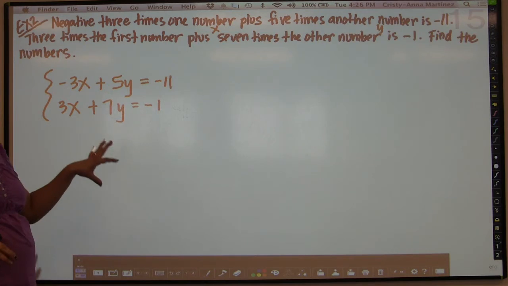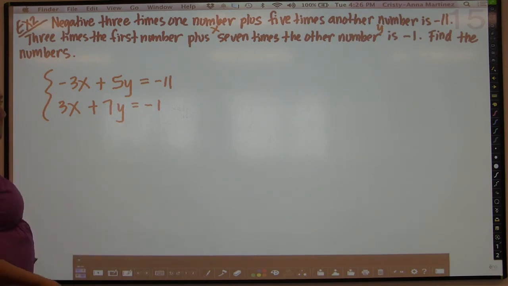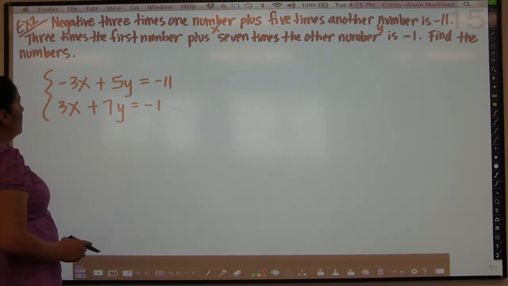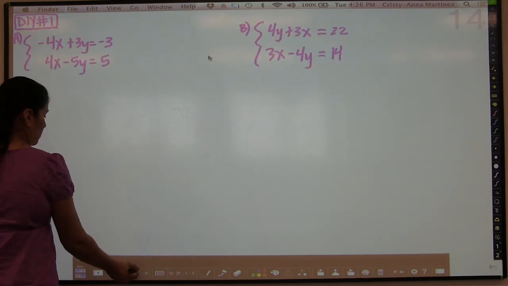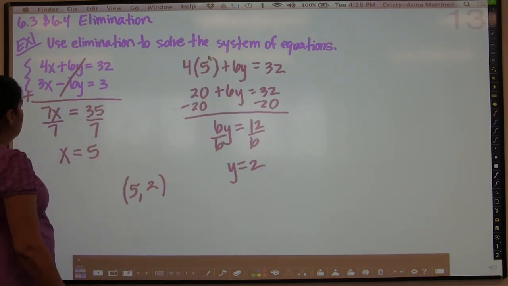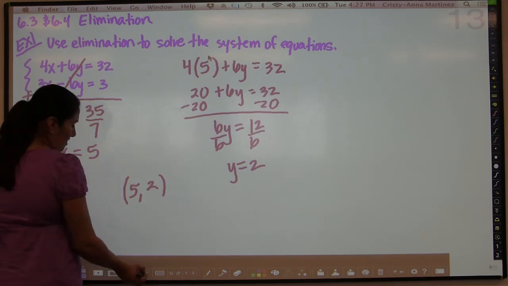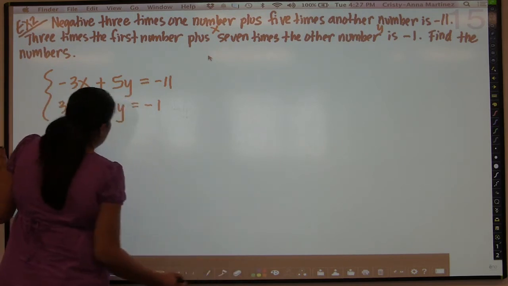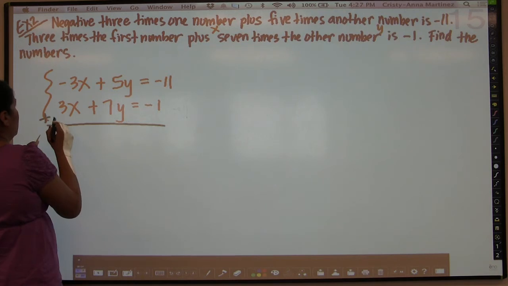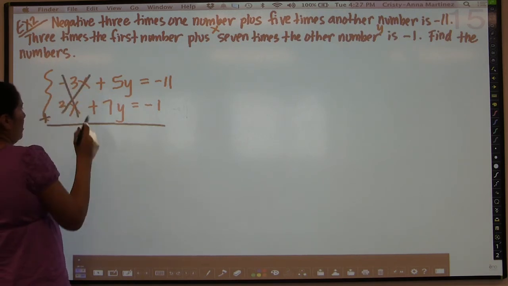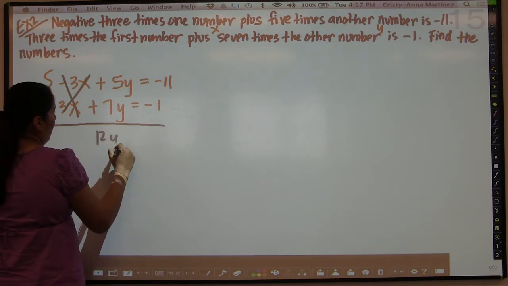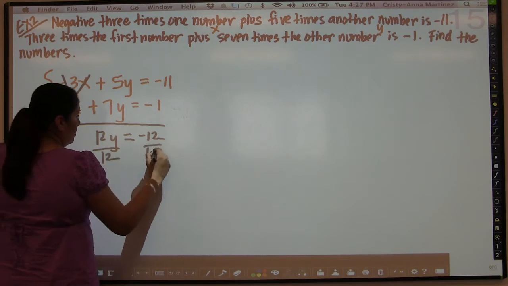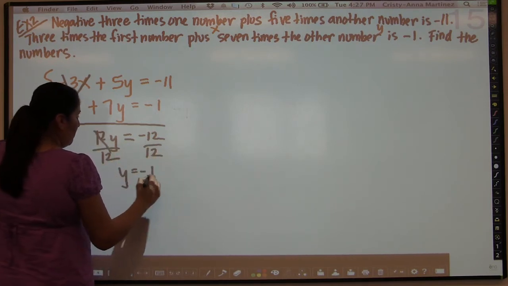So aside from actually setting up the equations, everything else in this example is going to be the same. In the previous example, we had the y's that canceled, right? But this time our x's are going to cancel. And that's okay. It doesn't matter which one cancels. So when I add the two equations together, negative 3x and positive 3x is 0x, so they cancel. 5 plus 7 is 12y. And negative 11 minus 1 is negative 12. We divide by 12, and y equals negative 1.